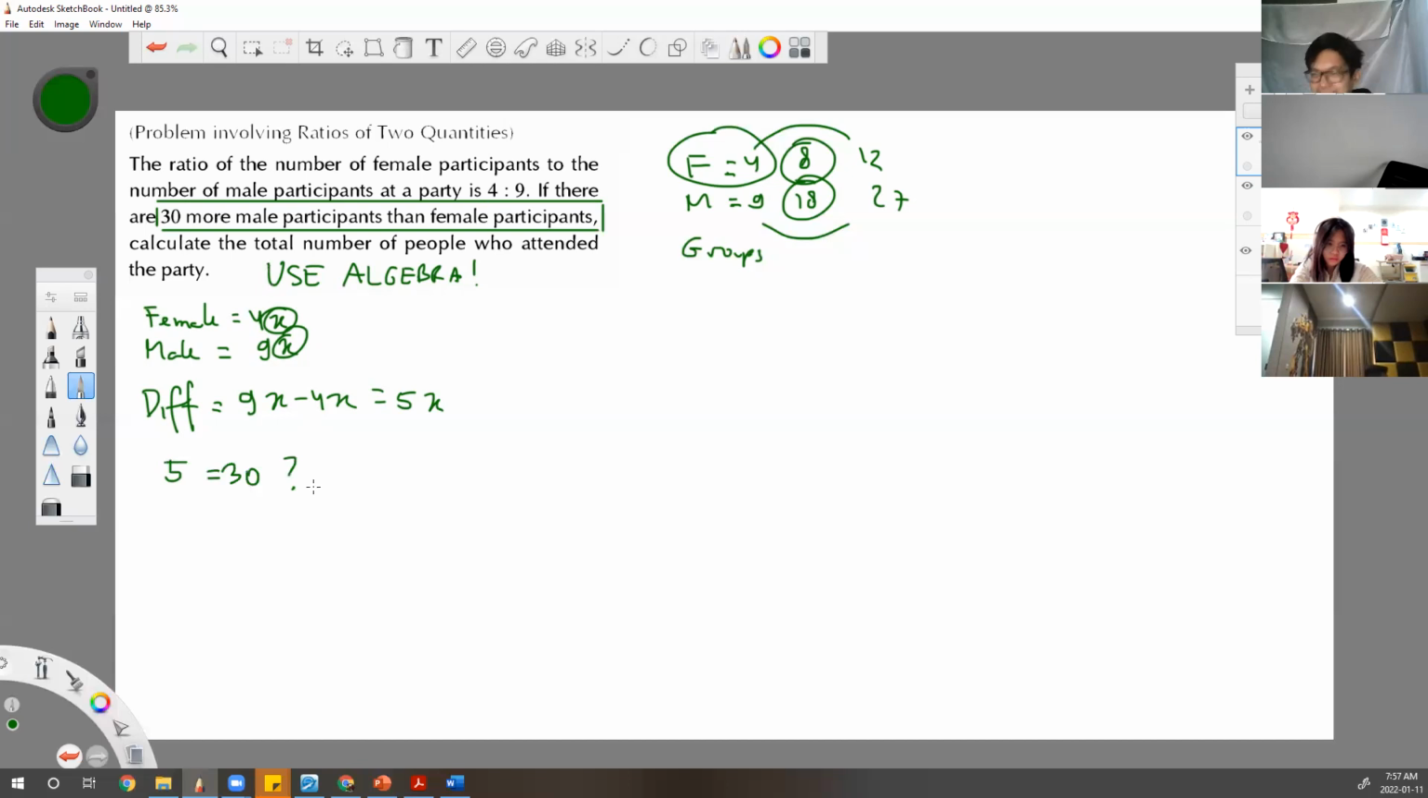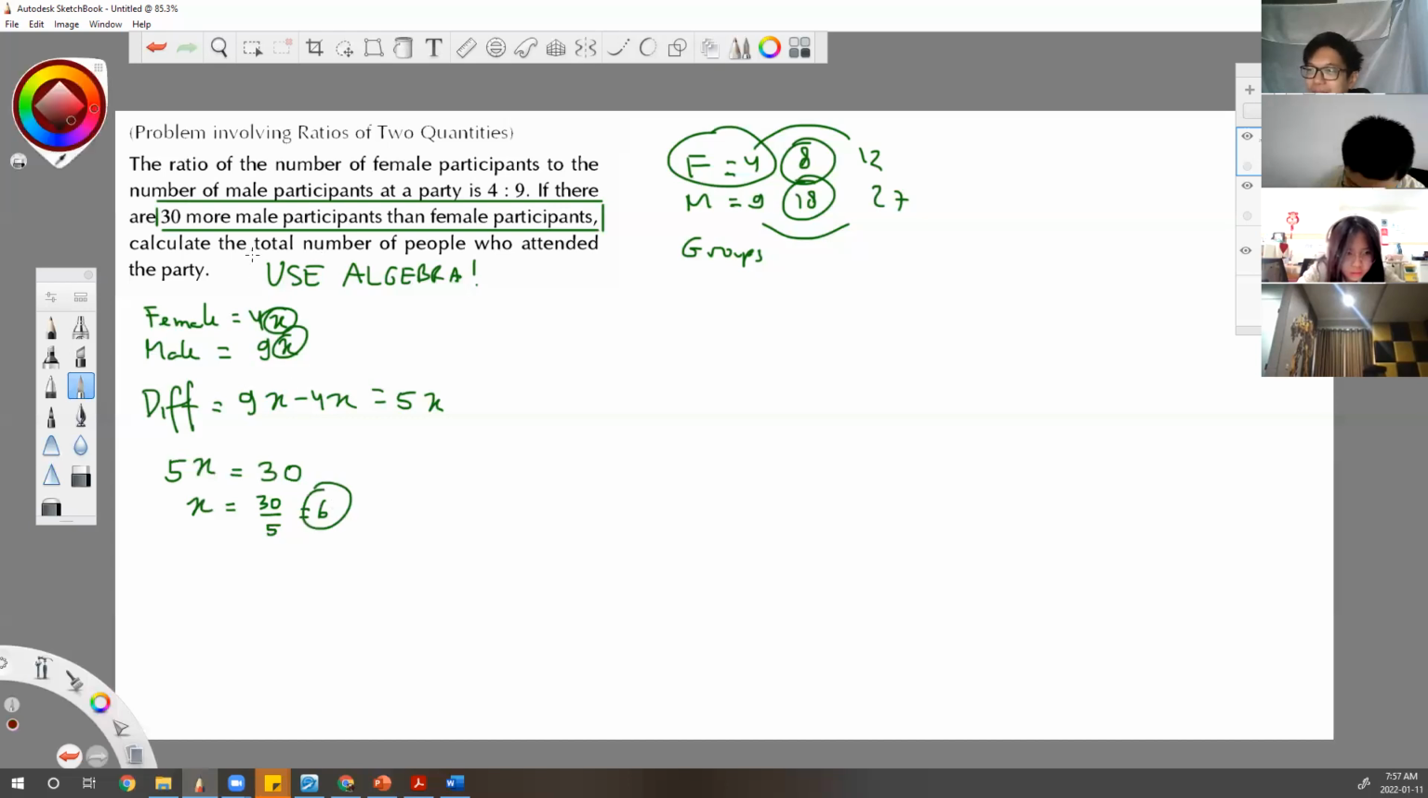It's weird. 5 equals 30, how come? But if you write 5x equals 30, it makes more sense. Okay, what is the value of x then? 6, right? 30 divided by 5 equals 6. Slowly. And then calculate the total number of students. Total students, total people.